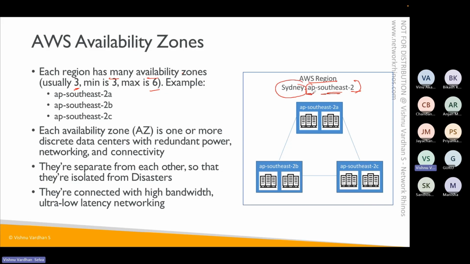You don't need to remember these names and all. In Sydney, a region is there and the region's technical name is AP Southeast 2. Now, data centers are named as 2A, 2B and 2C. Each availability zone is one or more discrete data centers with redundant power, networking, and connectivity. These are nothing but data centers.